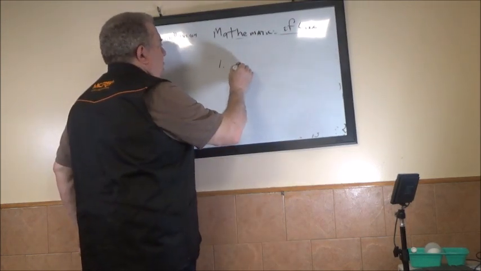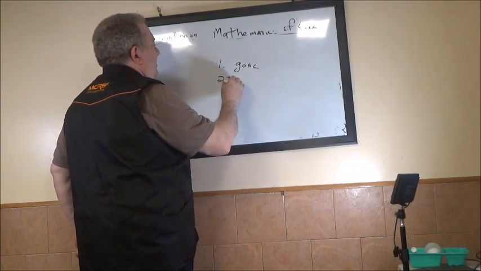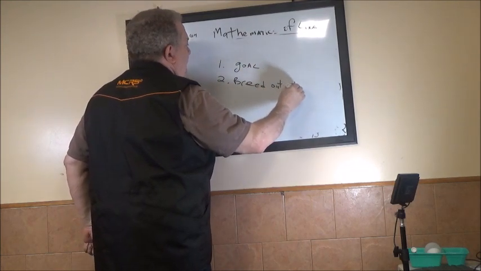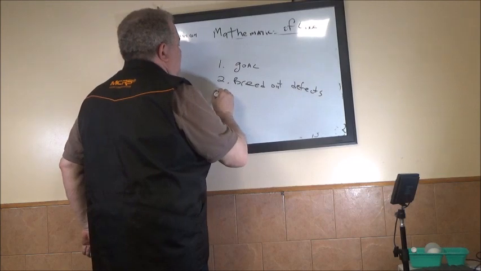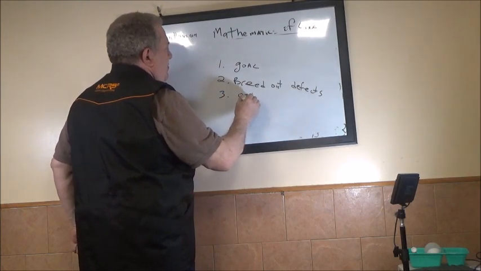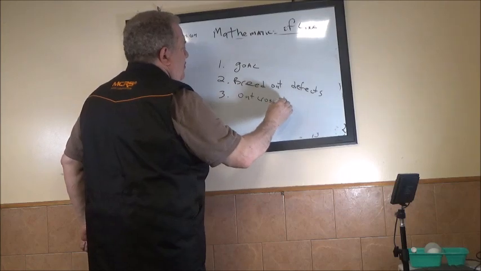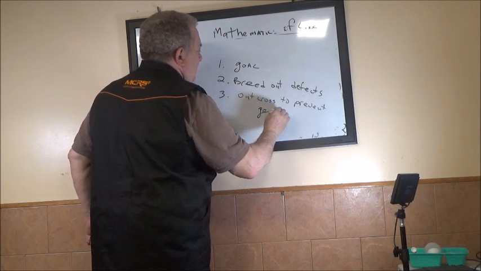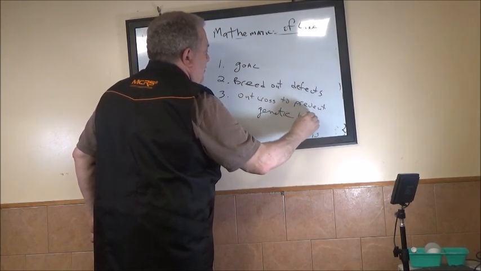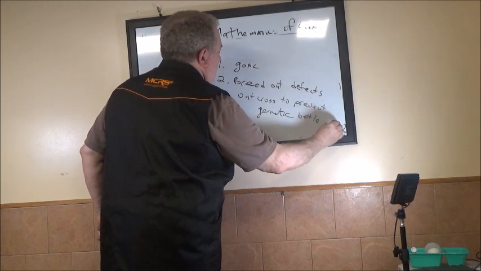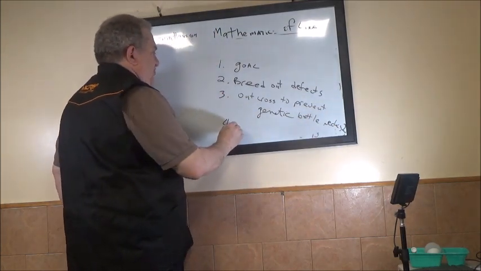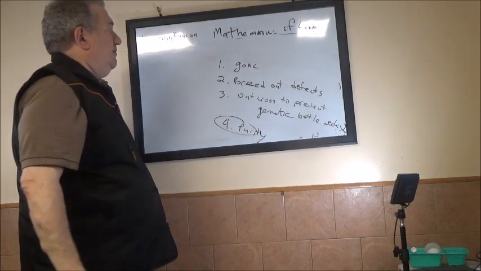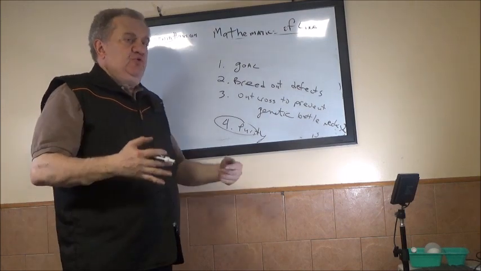You have to have a goal. You have to breed out defects. You have to outcross or prevent genetic bottlenecks. You have to maintain a certain amount of purity in your line, or it's no longer a line. And you have to have a vision of what you're doing and why you're doing it.